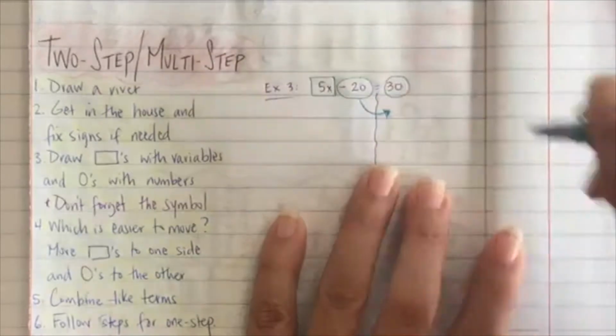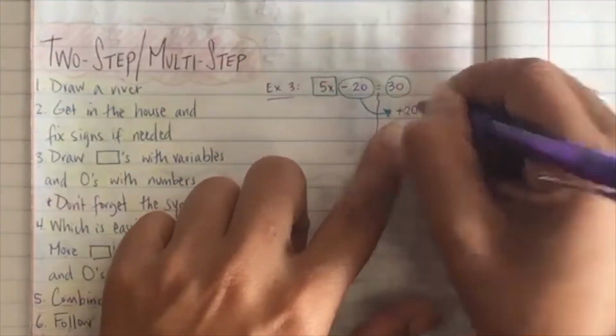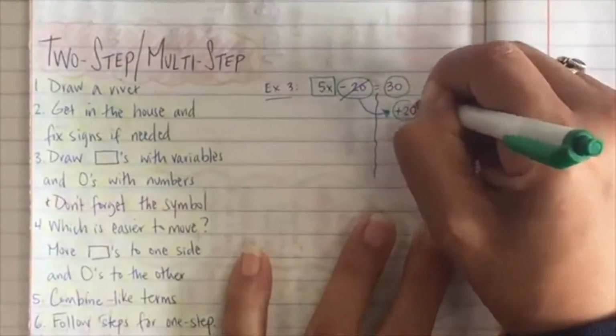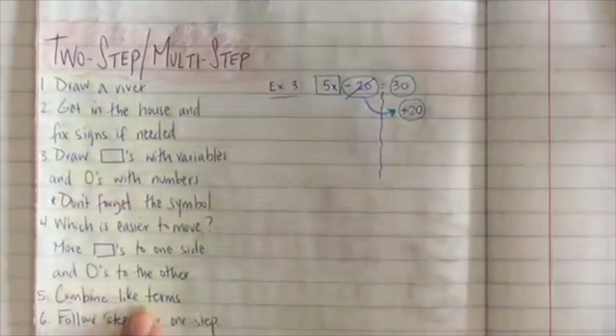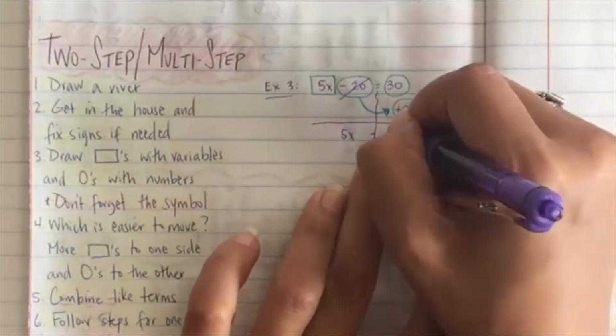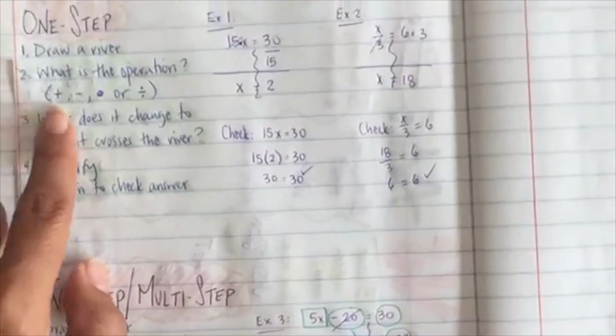It's easier to move the circle, which is only moving one. So when I cross the river with a negative, what is it going to change to? A positive 20. So now go ahead and combine like terms. So we're going to have 5x equals 50. And then follow the steps for the one-step equation that we just did.